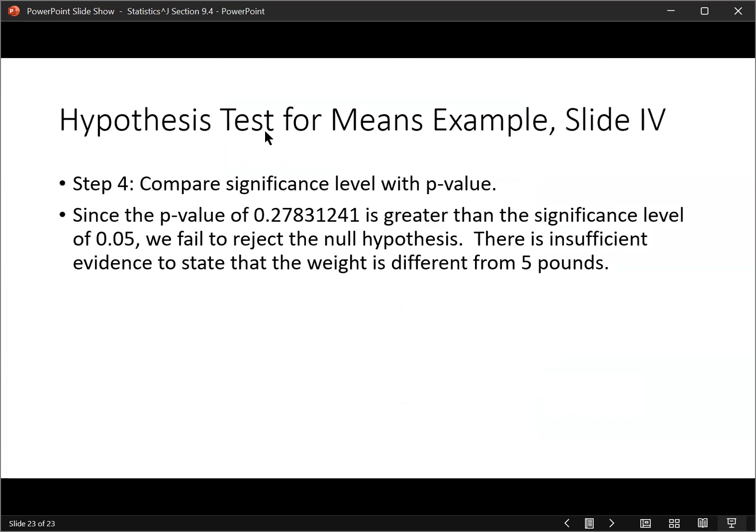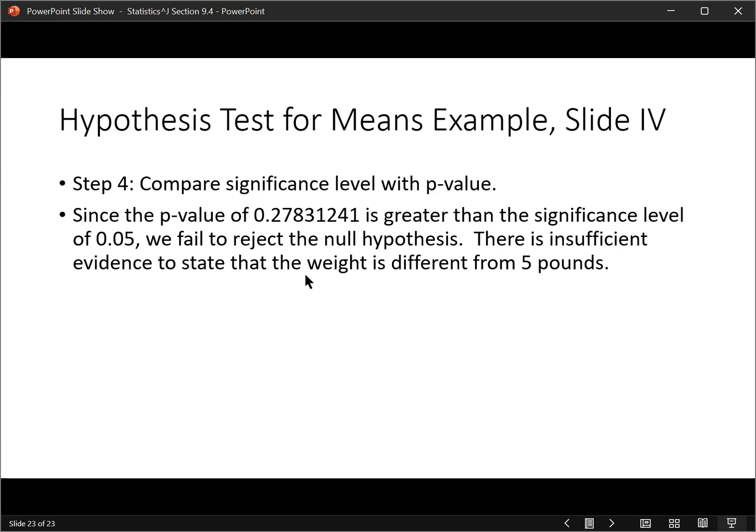All right, so finally we compare the significance level with the p-value. The p-value is 0.27. It's bigger than the significance level. So since it's bigger than the significance level, we fail to reject the null hypothesis. So there's not enough evidence to state that the weight is different from 5 pounds.